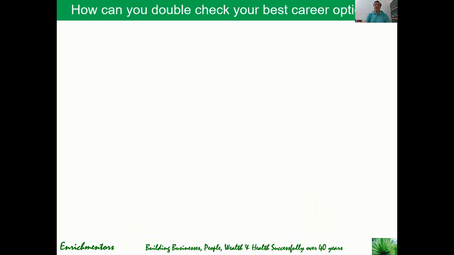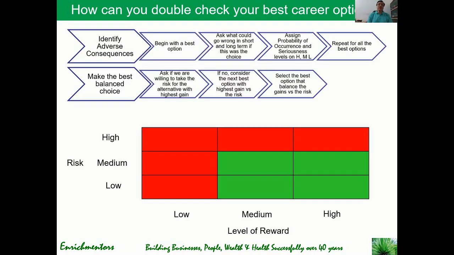Okay, how can we double check our best career option? Any thoughts? 30 seconds, note down, come back, pause the video if required. Okay. So basically it involves two steps: identifying adverse consequences and then making a best balanced choice.